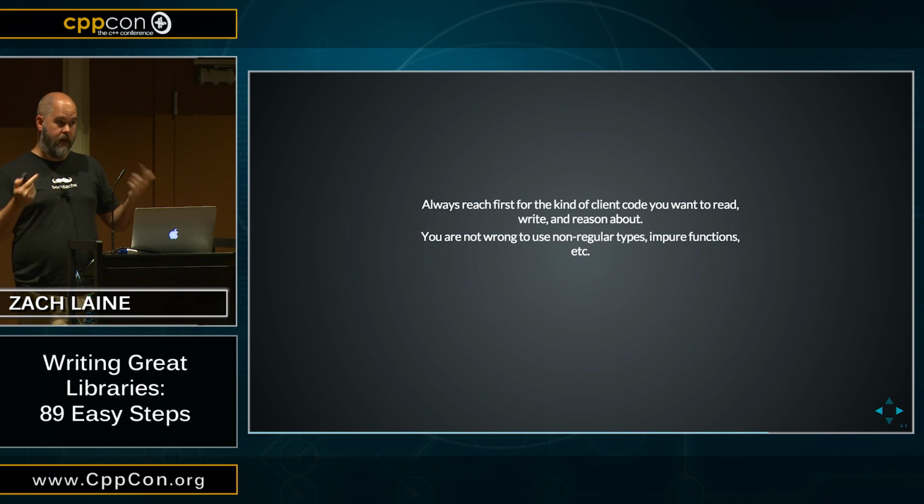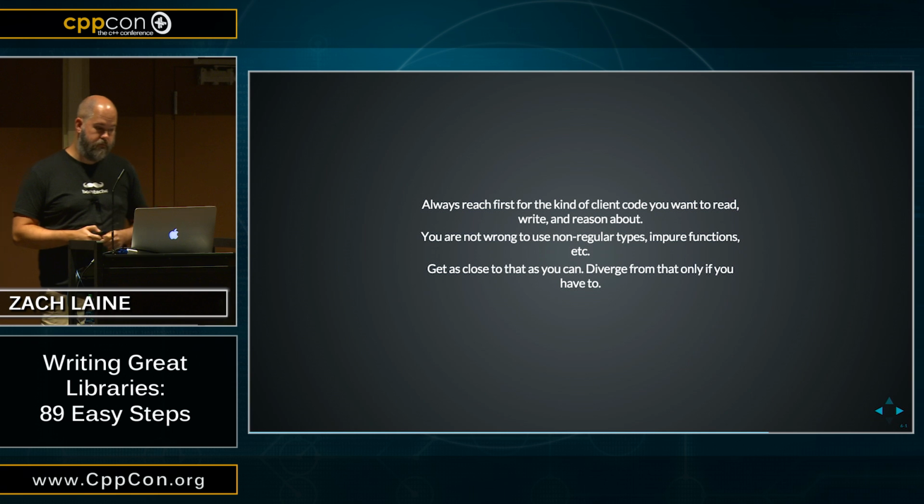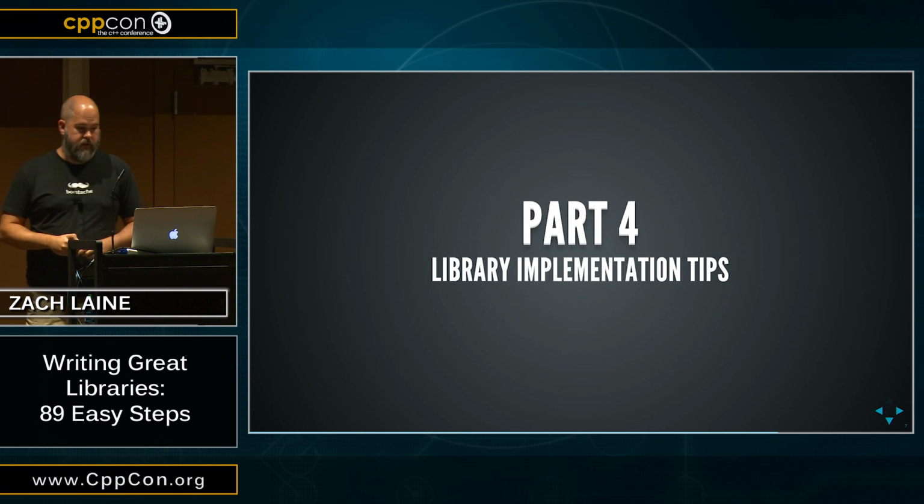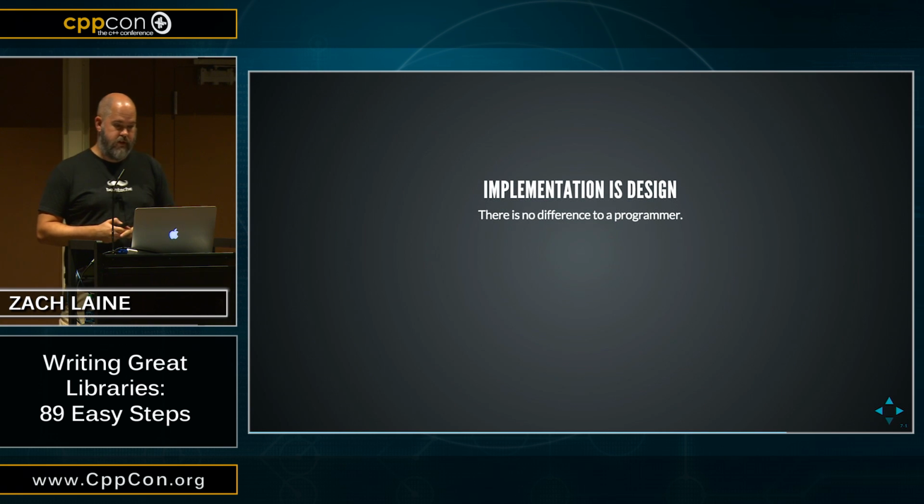As I said before, if you've got a large object, you want to pass it by const ref. There's some cases in which that means the function is not pure, and that's probably okay. But again, get as close to that as you can. Have that ideal thing in your mind and keep trying to hit back to that, and then only compromise when you have to. Okay, so here's the grab bag of library implementation tips.